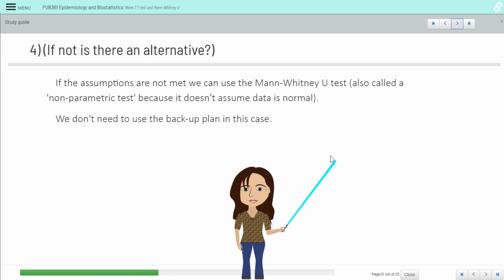Now, if the assumptions were not met, that's when we could have used the Mann-Whitney U-test instead, which is a non-parametric test because it doesn't assume the data is normal and it doesn't compare the means. You can compare the mean ranks, or you can compare the medians, and we can compare the shapes of the distributions. So we can do other things if we don't want to test the means. In this case, we don't need to use that.